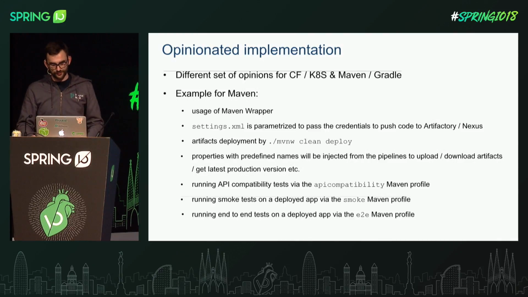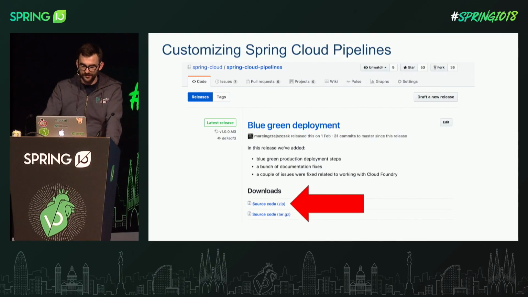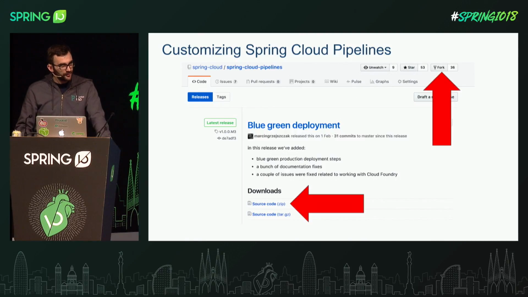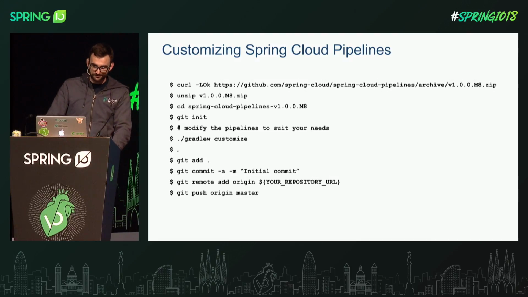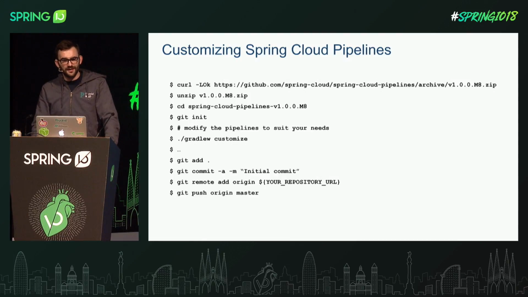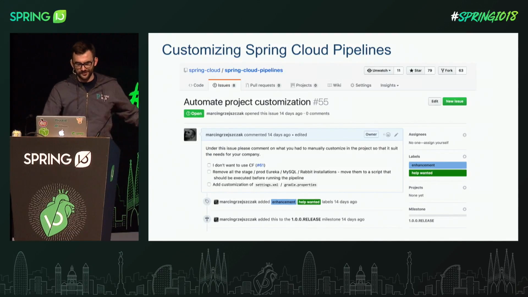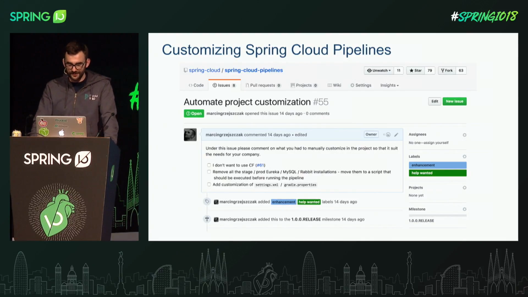So this is a convention-based approach. How can you customize it? You can go to the releases and download the source code, or you can fork the code, or, since I am an automation freak, you can use this curl to download the zip, unzip, and there is a command called gradlew customize, where a CLI asks you questions like, do you want to use Jenkins or Concourse? Do you want to use CF or K8s? You pick, and we delete all the unnecessary code for you. And if you decided to use Spring Cloud Pipelines, please go to issue 55 and tell me what you actually customized, because I'm going to put it in the code for other people to reuse. So you don't have to do it the next time.